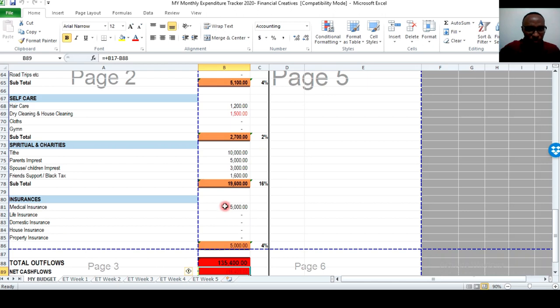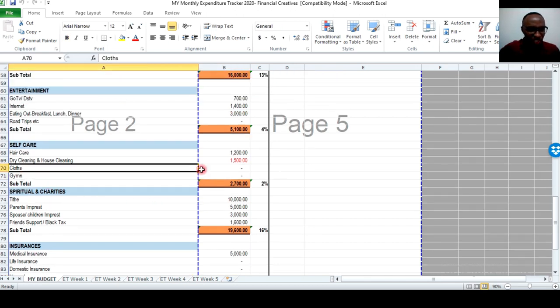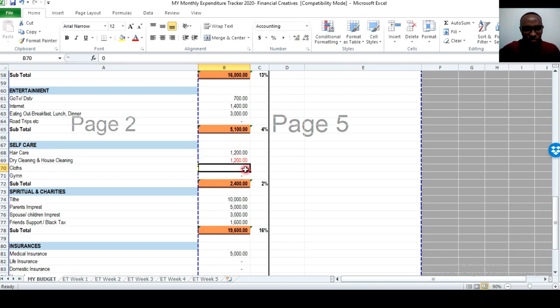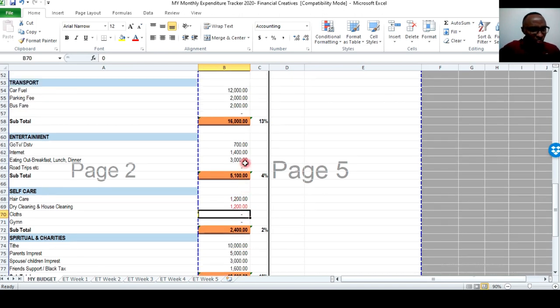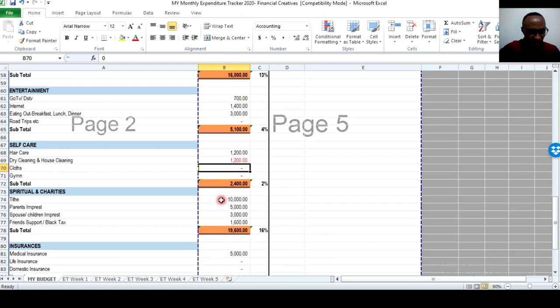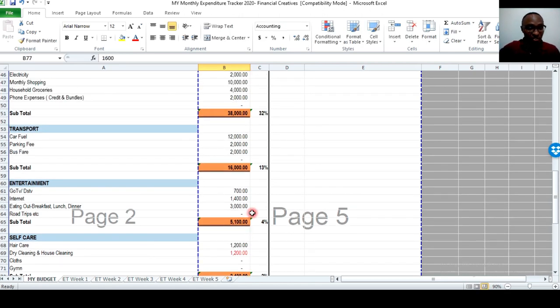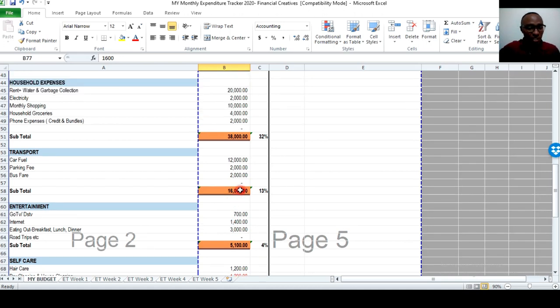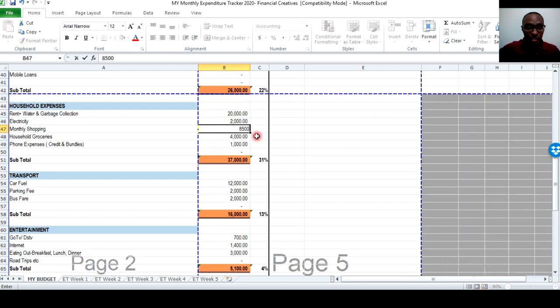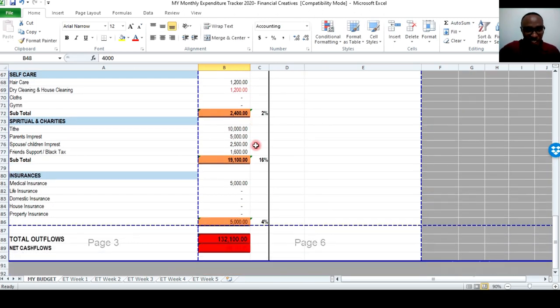So let's go back to the budget, and we can adjust something like roads or dry cleaning. We can put these to 1200, right? So what else can we reduce here? We can reduce also this impress to 2500. This is actually subjective. You'll be able to identify what expenses you can reduce. Phone expenses, let's work with 1,000. Monthly shopping, you can also work with 85. Let's see where we are now.